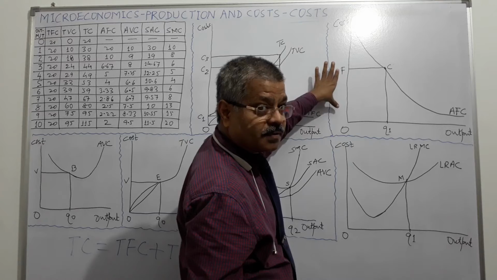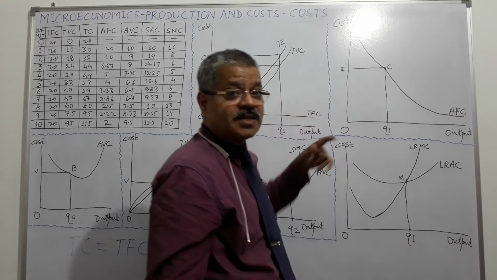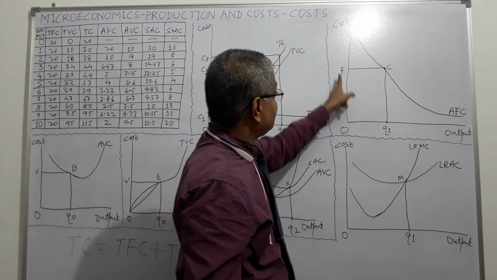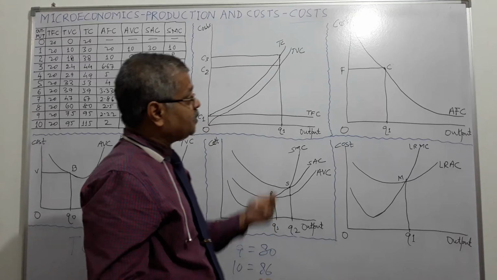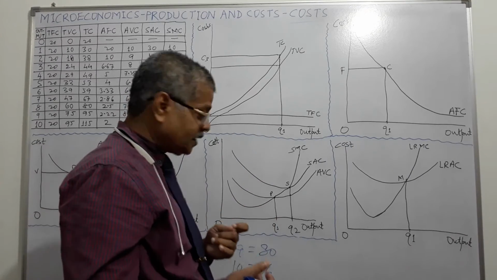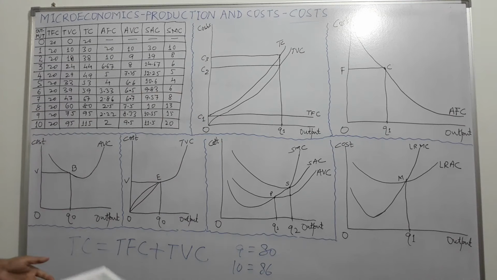OQ1, OF, right? So at this level of output, what is the total fixed cost? This area is the total fixed cost. Quantity produced multiplied by average fixed cost, right? It's that simple. Next we go to average variable cost, right?